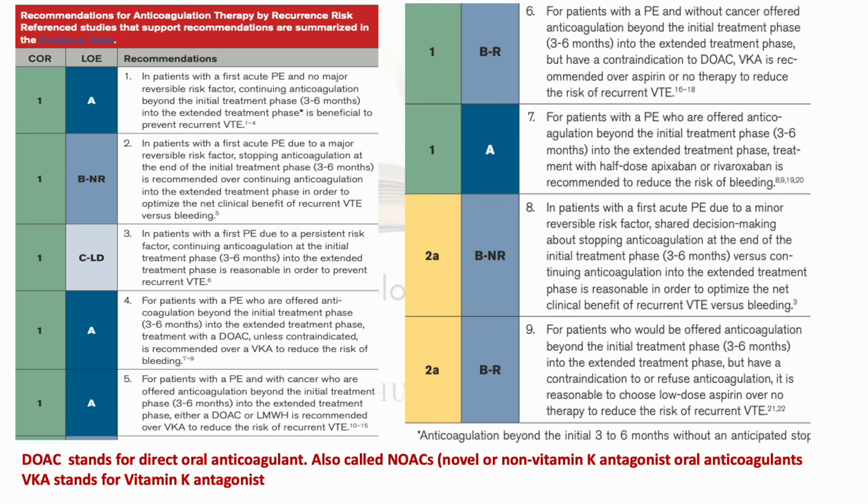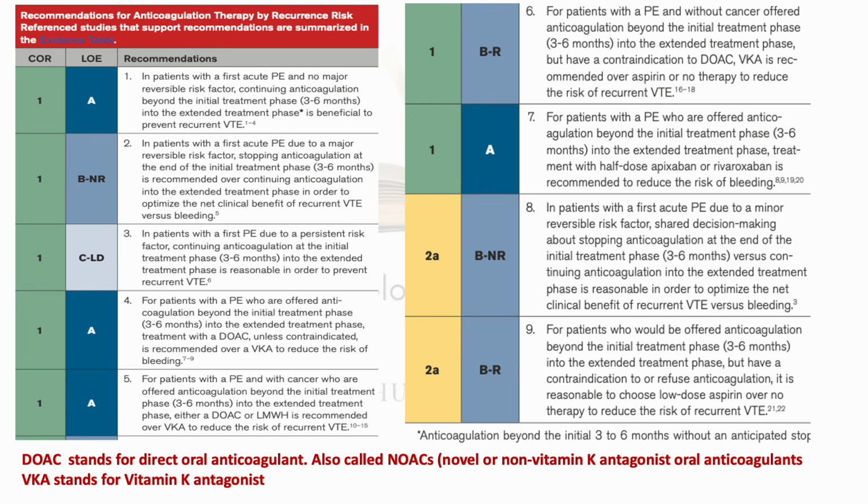So, what are the recommendations for anticoagulation therapy by recurrence risk in the study? So the guidelines mention that for a first acute PE with no major reversible risk factor, you should continue anticoagulation beyond the initial phase of 3 to 6 months to an extended treatment phase. That will be beneficial to prevent recurrent VTE.